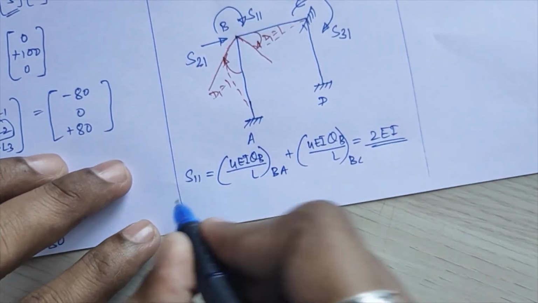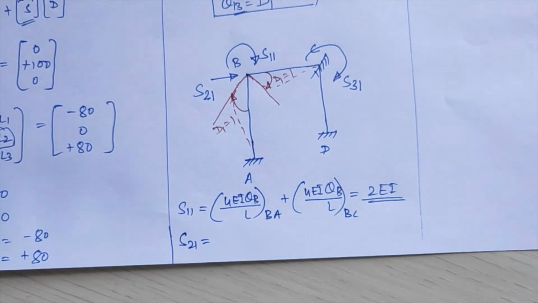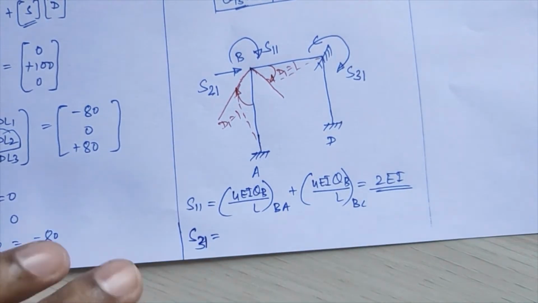right? Next, about the S of 21 value, we'll calculate S of 31 first. S of 21 I'll explain you.